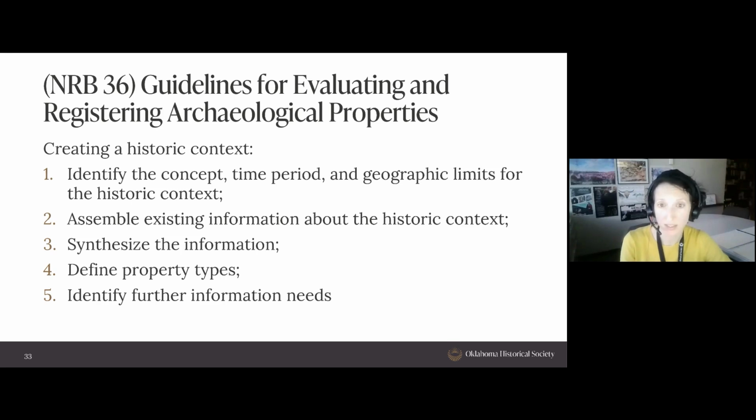Creating a historic context. To create a historic context, you need to identify the concept, the time period, and the geographic limits for the historic context you're creating. You need to assemble the existing information about the historic context and synthesize that information, make sense of it. Then provide property types and identify further information needs. So all of this helps you understand the knowns and you'll be able to communicate how the historic or archaeological site that you're evaluating fits into the known context.